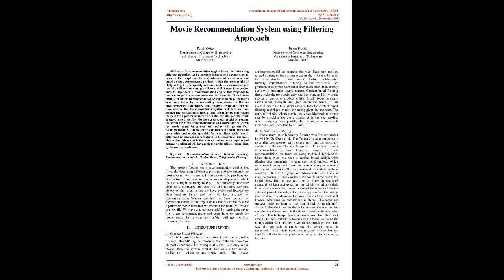The ultimate purpose of a movie recommendation system is to make the user's experience better by recommending movies. In this we have performed exploratory data analysis firstly, and then we have created the recommendation system, and here we have created the correlation matrix to find top matches that relate best to a particular movie. After that we checked the result and saved it to a CSV file.